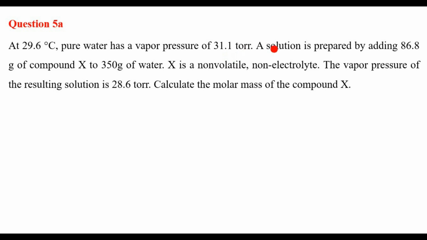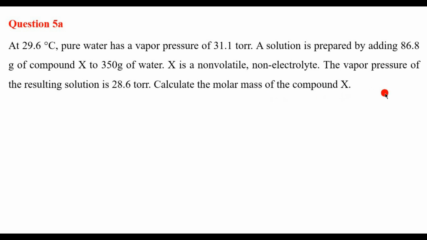Then they are saying a solution is prepared by adding 86.8 grams of this compound X. That means the compound X is unknown, but we know the mass of the compound X as 86.8. Then we know also the mass of the pure solvent, which is the water. That means the mass of the pure solvent is equal to 350 grams of water. That's the mass of the pure solvent. They are saying also X is a non-volatile non-electrolyte. That means this unknown compound will not dissociate in the water. The vapor pressure of the resulting solution was given as 28.6 Torr. Then calculate the molar mass of the compound.